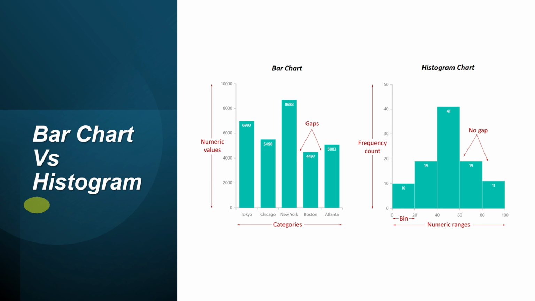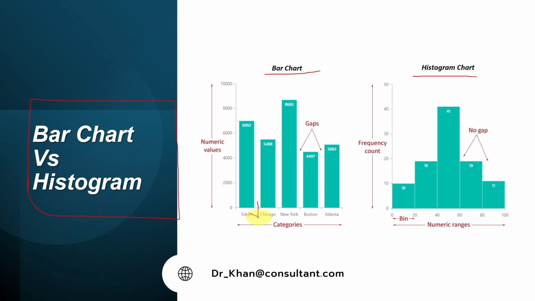Now let's see the difference between histogram and bar chart. You can get this as an MCQ as well. For example, you've been given two charts and you need to identify which one is the bar chart and which one is the histogram. The first and best way to understand the difference is the gaps. Like over here, we have discussed this. In a bar chart you have gaps. In a histogram, you will have no gaps.